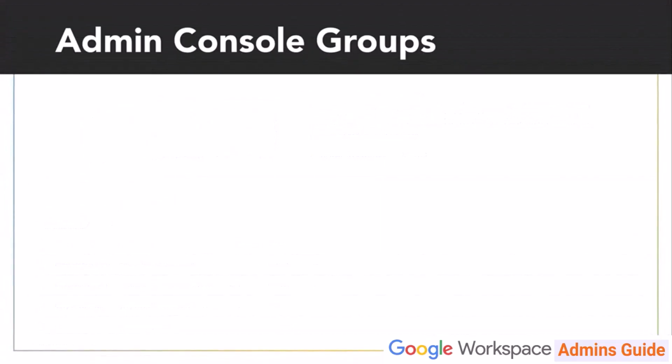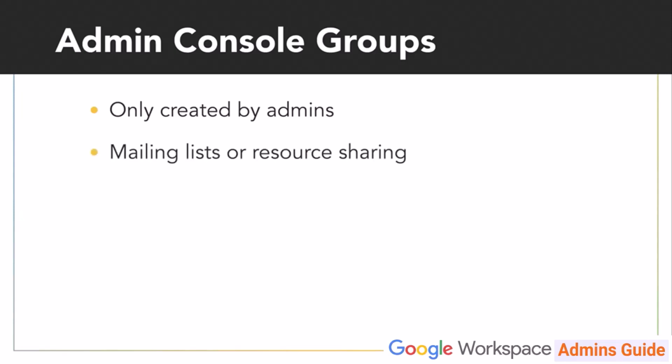There are two types of Google Groups within Workspace: Admin Console Groups and Google Groups for Business. Admin Console Groups may only be created by administrators through the Admin Console. Users can then use these groups for mailing lists as well as document and calendar sharing. While users cannot create Admin Console Groups, they may be given ownership privileges over groups once they're created and assigned to them. Admin Console Groups do not need to be activated on your domain, since only administrators can create them.